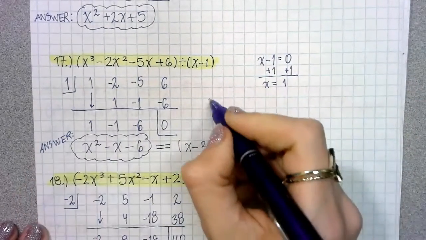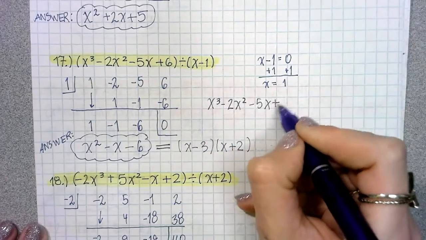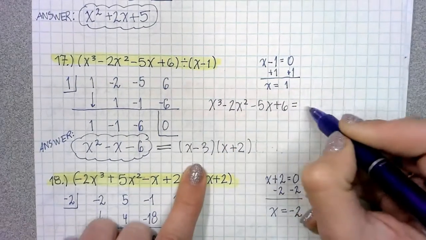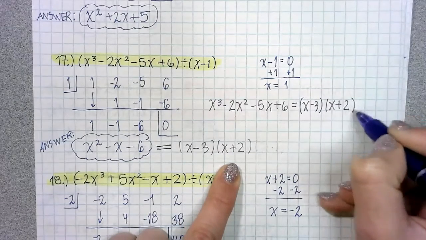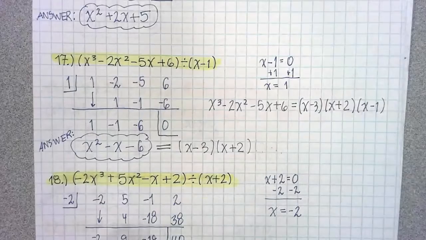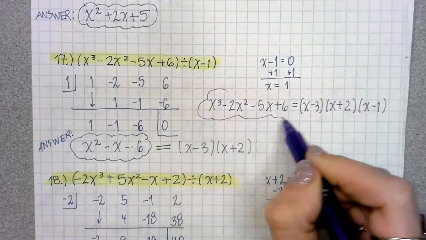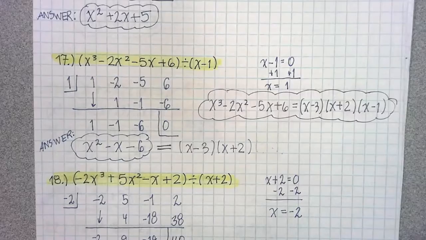But this, x to the third minus 2x squared minus 5x plus 6, well, what's that equal to? That's equal to (x minus 3), please use parentheses, (x plus 2), and (x minus 1), all 3 multiplied. x cubed should make sense. So, cool tricks that synthetic division can provide for us every once in a while.